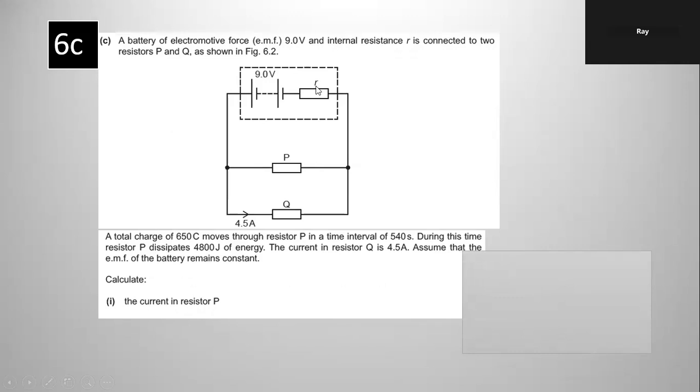A battery of electromotive force 9 volt and internal resistance r is connected to two resistors P and Q. The total charge moving through the resistors in a time interval is 5.4 seconds. During this time, the resistor R dissipates 4,800 joule of energy. The current in Q is 4.5 ampere. Assuming that the EMF of the battery remains constant, they did not tell you P and Q are the same.